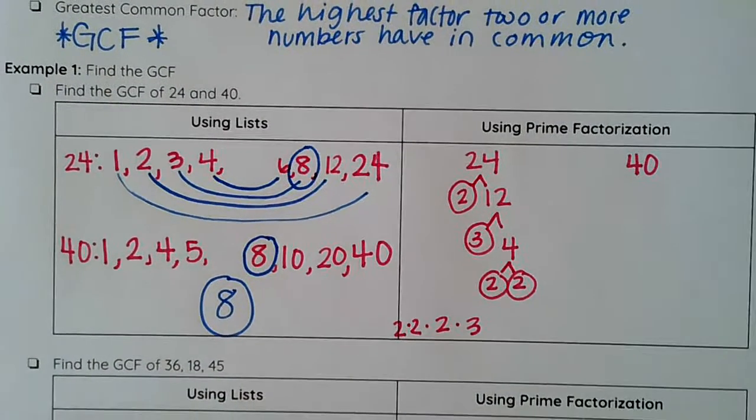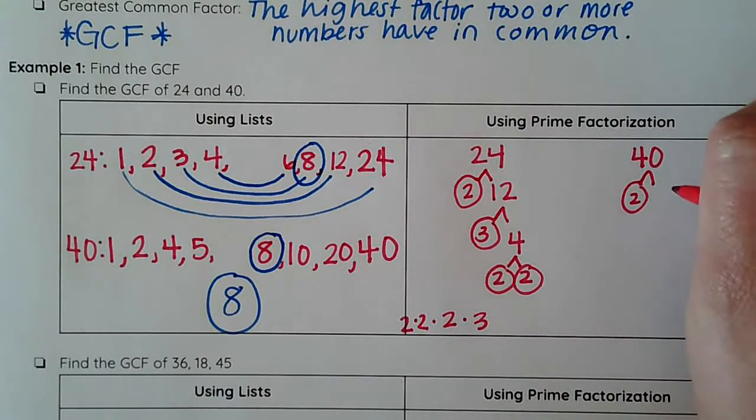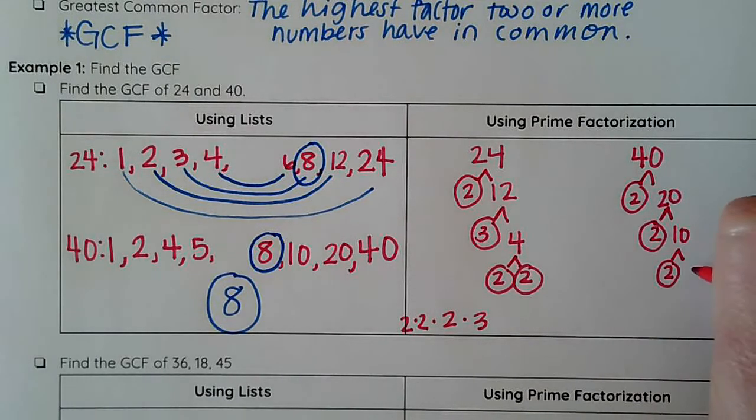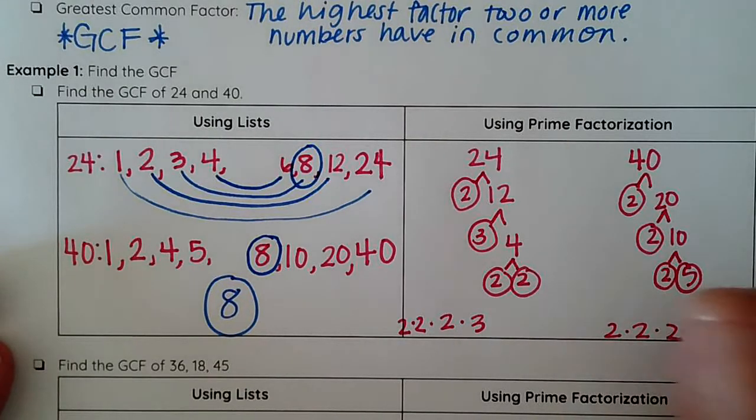Alrighty. Let's look at our 40. Starting with my primes, I've got 2 and 20. That can be broken down into 2 again and 10. Then I've got 2 and 5. And then that's where I stop. So now I have 2 times 2 times 2 times 5.